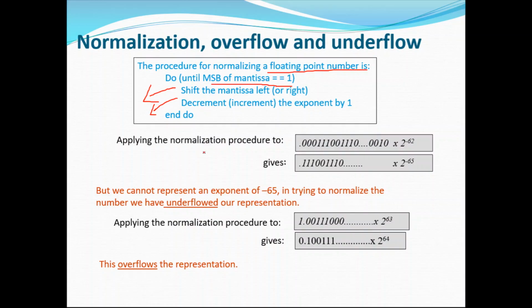So here is another example. Here the exponent is 2 to the power minus 62. You can see at the MSB there are 3 zeros, so you can shift it left 3 times.